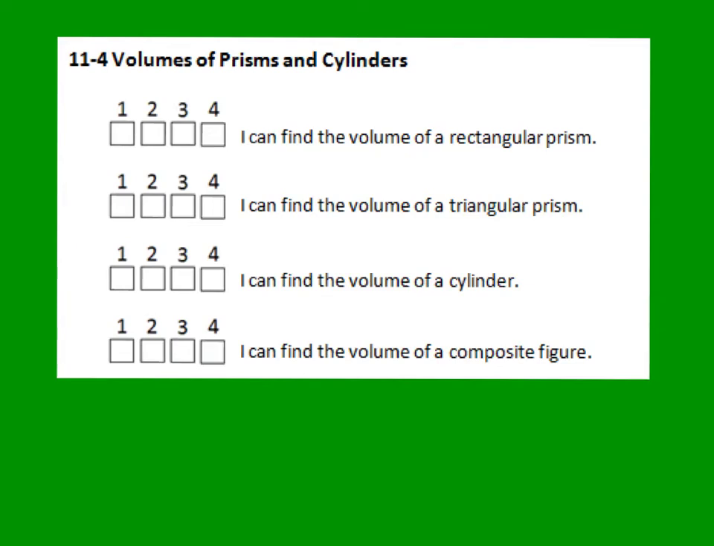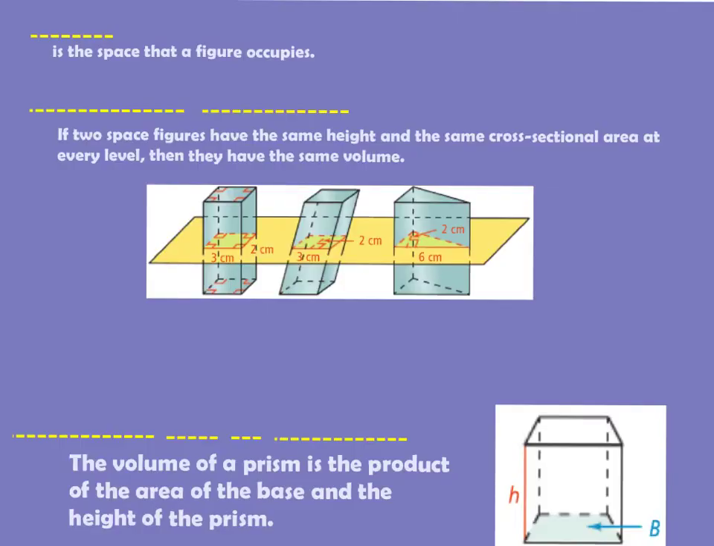We are in chapter 11, section 4, and we are now talking about volumes. We're looking at the volume of a rectangular prism, the volume of a triangular prism, the volume of a cylinder, and how to find the volume of a composite figure. So let's get started. Alright, let's start out with some vocab.